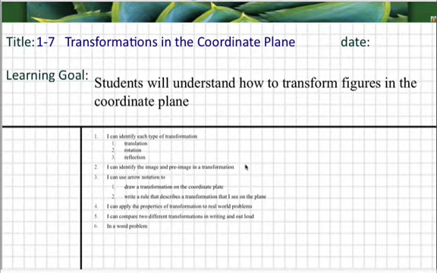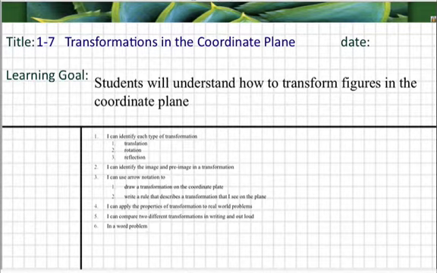So you need to be able to identify each type of transformation, and we're going to focus on translations, rotations, and reflections. You need to be able to identify the image and the pre-image in a transformation. You're going to use arrow notation to draw a transformation in the coordinate plane and to write a rule that shows the transformation that you see in the plane. And you want to apply the properties of transformations to real-world problems. Compare two different transformations in writing and out loud. And then also you want to be able to work with transformations in a word problem.